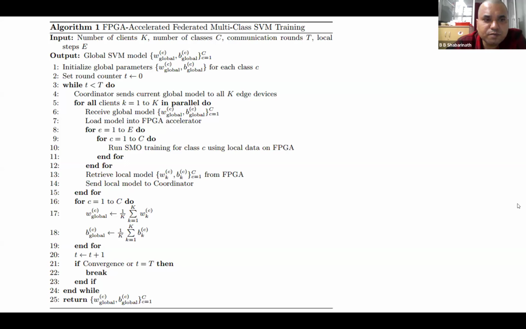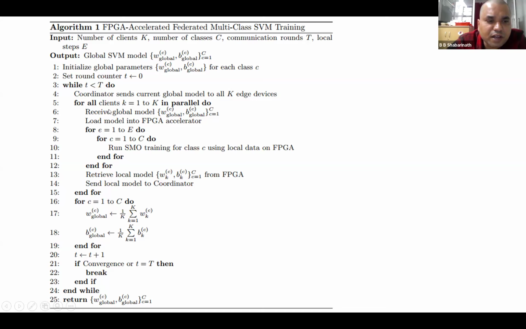Coming to the proposed methodology, we have the number of clients equal to K, number of classes C, number of communication rounds T, and local steps D. After initialization, we start the communication rounds. In each communication round, the global model is sent by the server to the clients. For each client, this global model is taken and loaded into the FPGA accelerator for computation. The training is run for the number of local steps. Once the training is done, the local model is updated and sent to the coordinator. This is done for all the clients, where K is the number of clients.